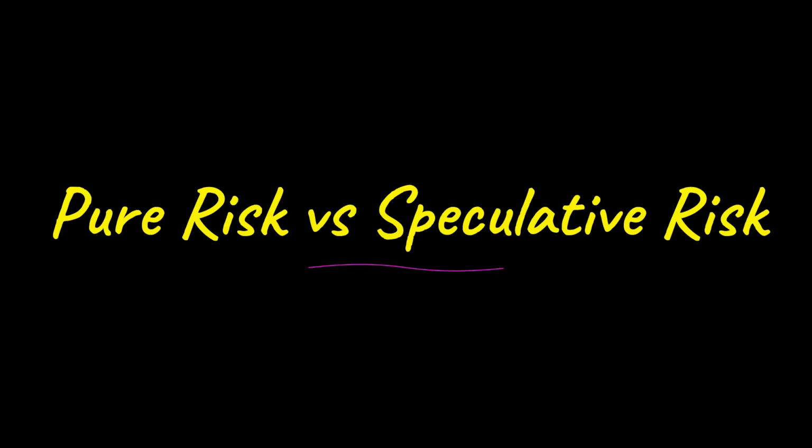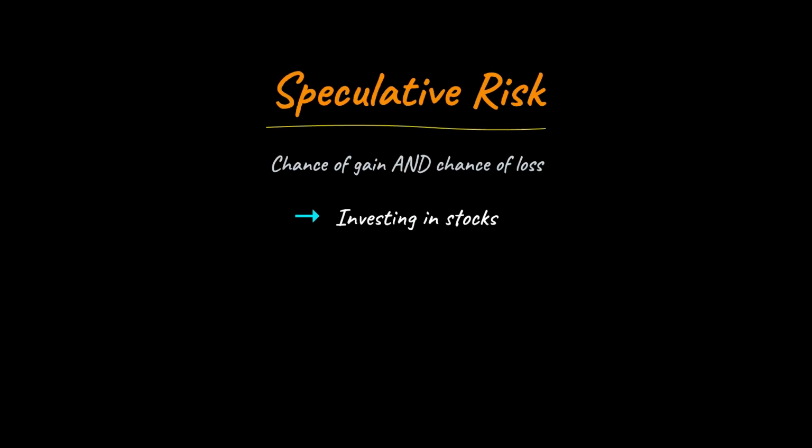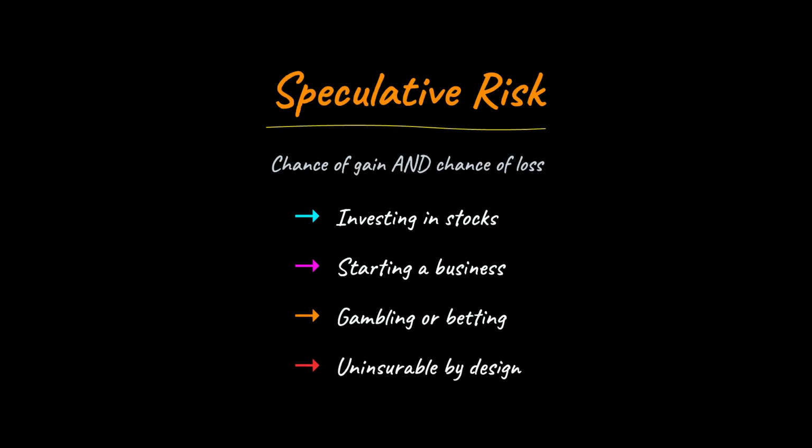Why can insurance cover a house fire but never an investment loss? The answer lies in one dividing line: whether the outcome can ever include a gain. Speculative risk is any situation with a chance of gain alongside a chance of loss. Investing, business ownership, and betting all share that upside potential, which is exactly why no insurer will touch them.